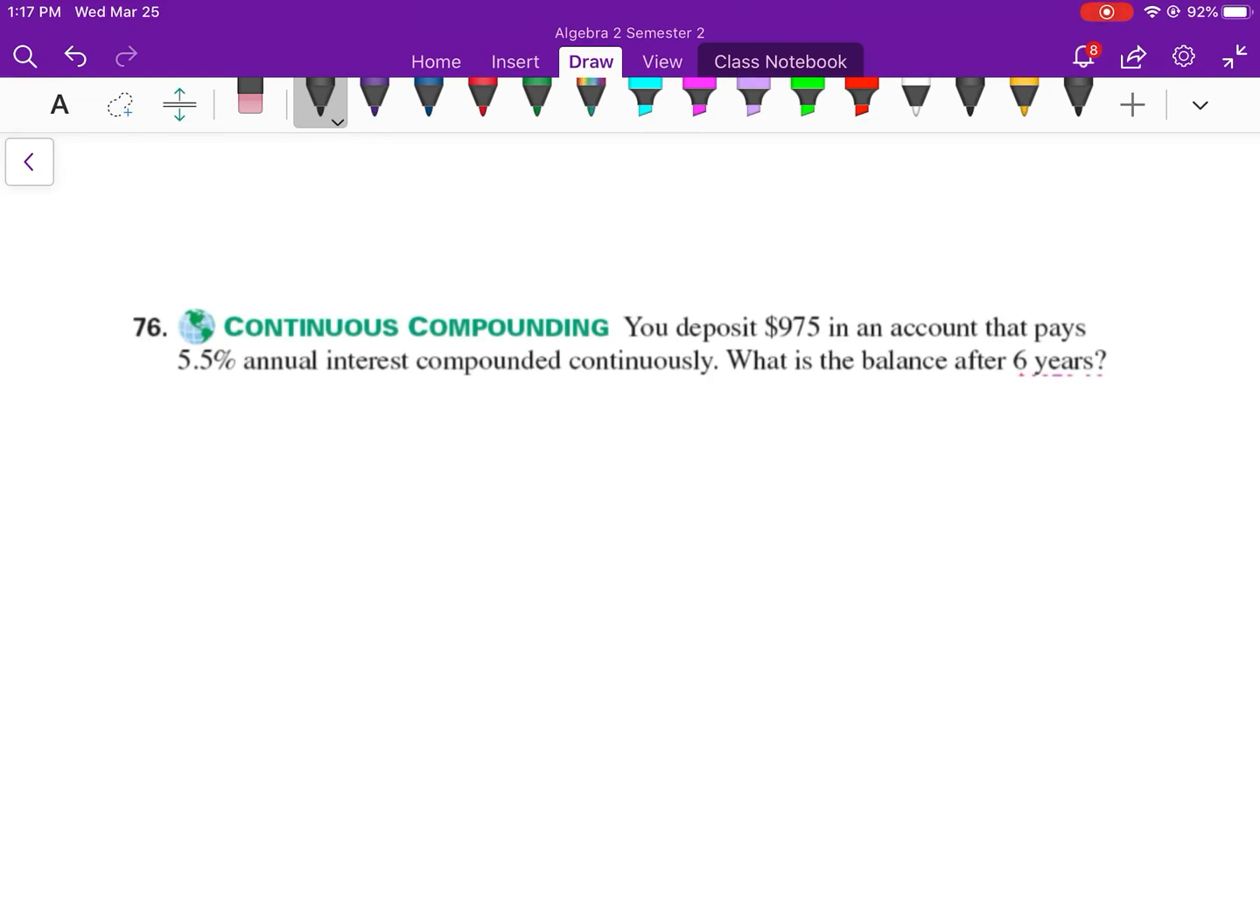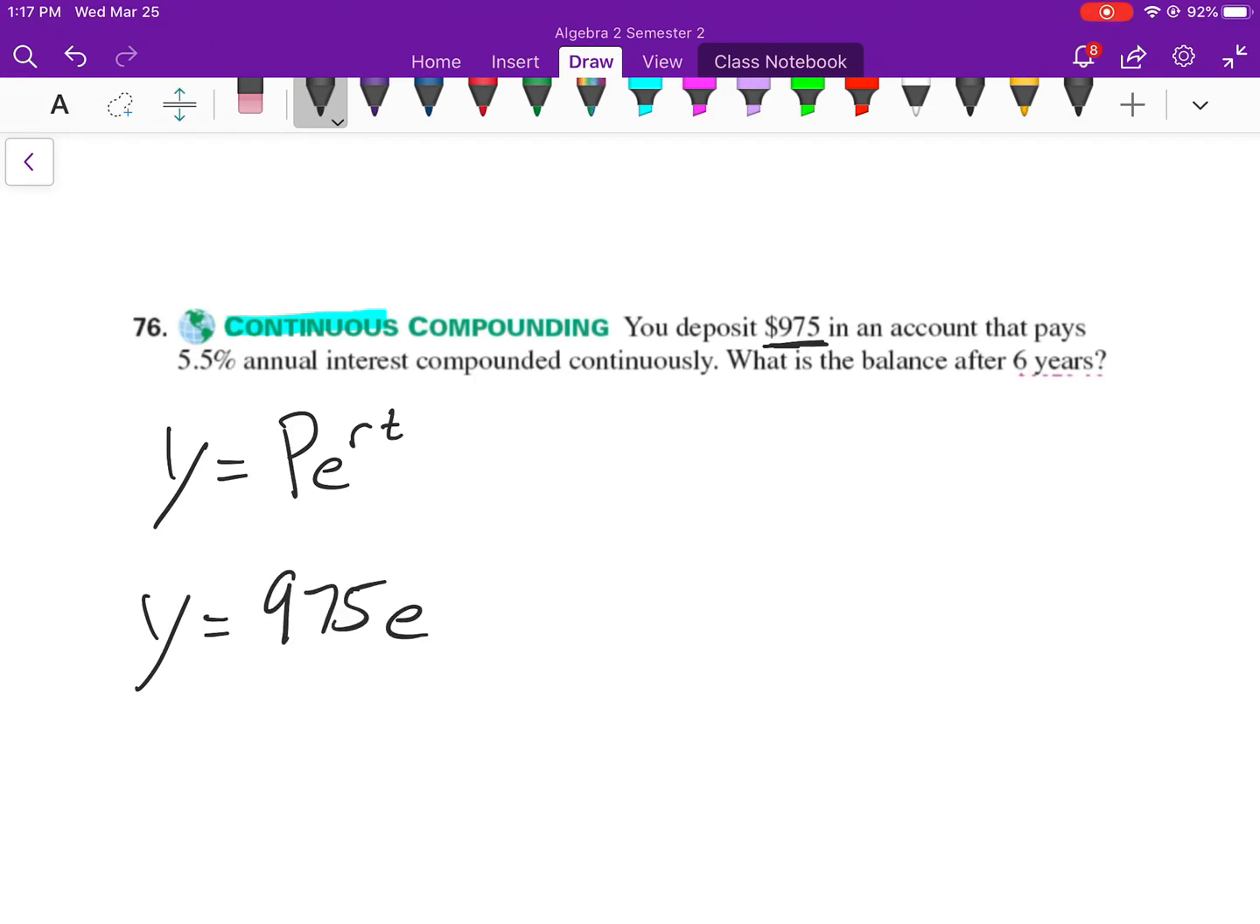Continuously compounding. Again, being compounded, meaning we're talking about one of our compound interest formulas. And since it's continuous, that's the indicator that we're going to use our Y is equal to our PERT. Again, P is our principal, which we have 975. So we're going to plug that in.